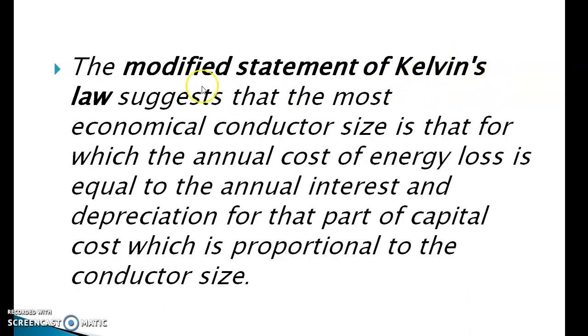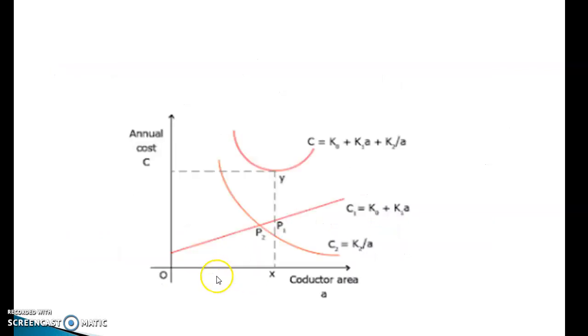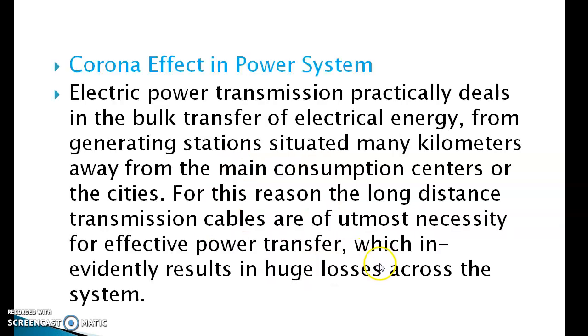The modified statement of Kelvin's law suggests that the most economical conductor size is that for which the annual cost of energy loss is equal to the annual interest and depreciation for that part of capital cost which is proportional to the conductor size. This is the annual cost axis, this is conductor area, this is total cost C. C is equal to K plus K1A plus K2 by A. This one is the fixed cost line, C1 is equal to K plus K1A. This is another curve, C2 is equal to K2 by A.